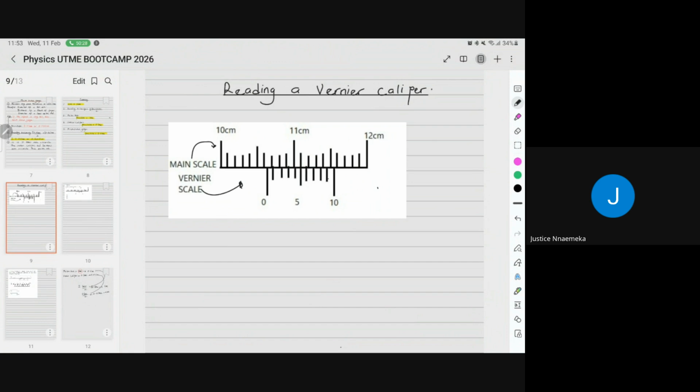In reading a vernier caliper, I need to say the first step. Are we there, guys? What did I say? Step one is to read the main scale just before the zero of the vernier caliper. Read the main scale, right? Just before the zero of the vernier caliper. So now, step one. Follow these instructions. It's very interesting and very brief, right? So read the main scale.